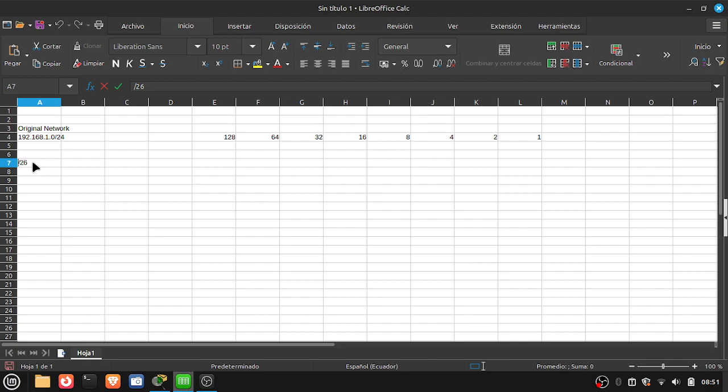So what is going to be our first network? 192.168.1.0. This is our first network, our first subnet. And okay, we have our first subnet. That's great, but how could we know what is the next subnet?